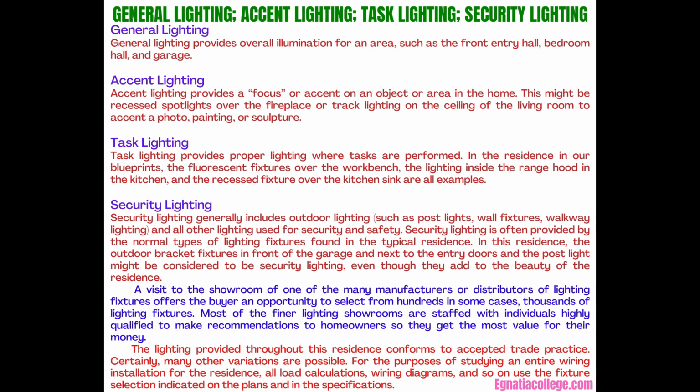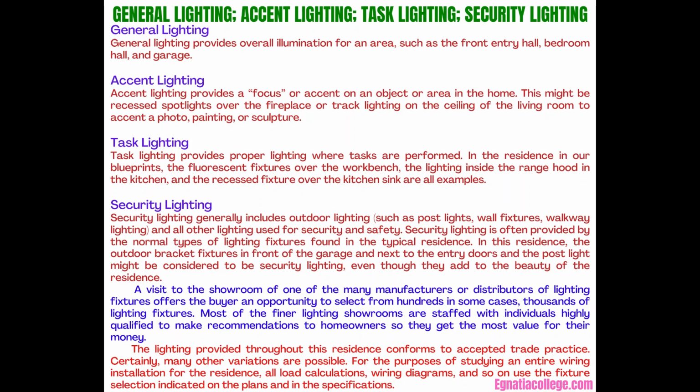Task lighting. Task lighting provides proper lighting where tasks are performed. In the residence in our blueprints, the fluorescent fixtures over the workbench, the lighting inside the range hood in the kitchen, and the recessed fixture over the kitchen sink are all examples. Security lighting. Security lighting generally includes outdoor lighting, such as post lights, wall fixtures, walkway lighting, and all other lighting used for security and safety.